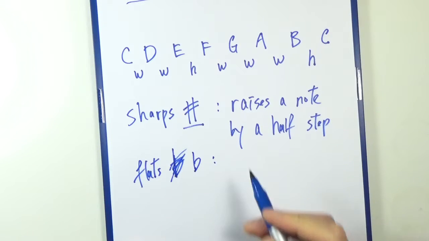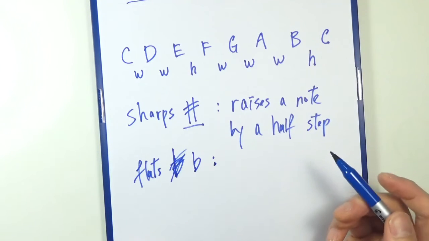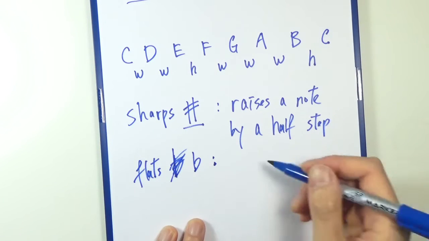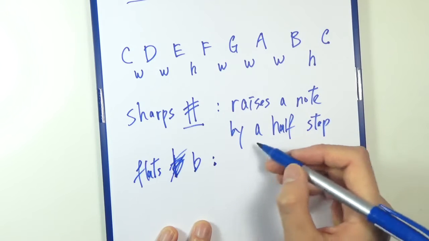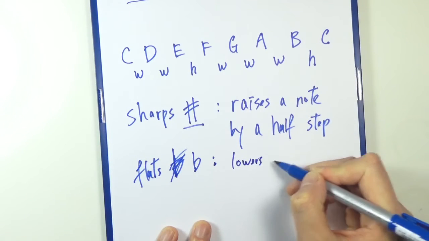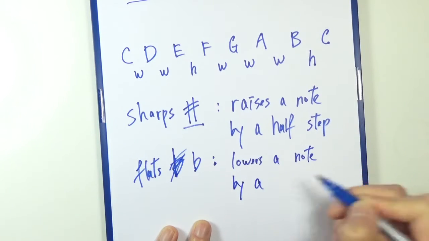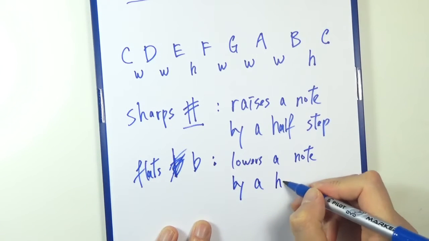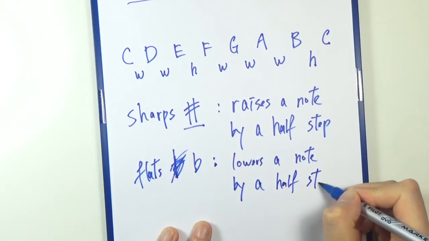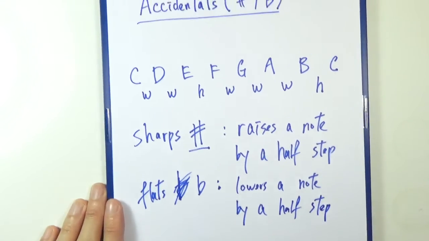Another concept is the flat sign. Okay, flats. What it does is the exact opposite. It lowers a note by a half step. So let's look at a few examples.